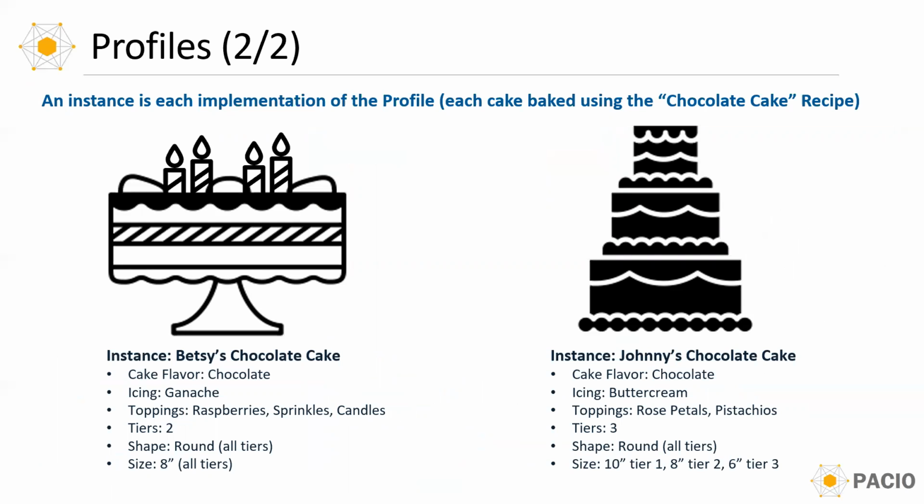An instance is each implementation of the profile, or each cake baked using the chocolate cake recipe. Two implementers could use the chocolate cake profile to create two very different cakes as pictured above.